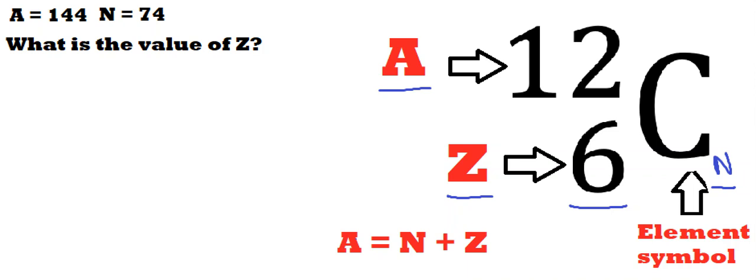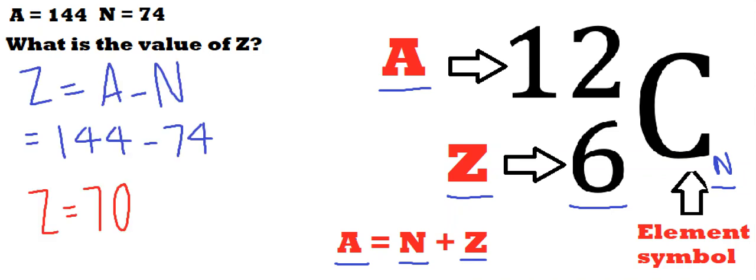It is important to note the relationship between these three values. The nucleon number A, which is also known as the atomic weight of an element, is equal to the number of protons, Z, plus the number of neutrons, N, to get the equation A equals N plus Z.